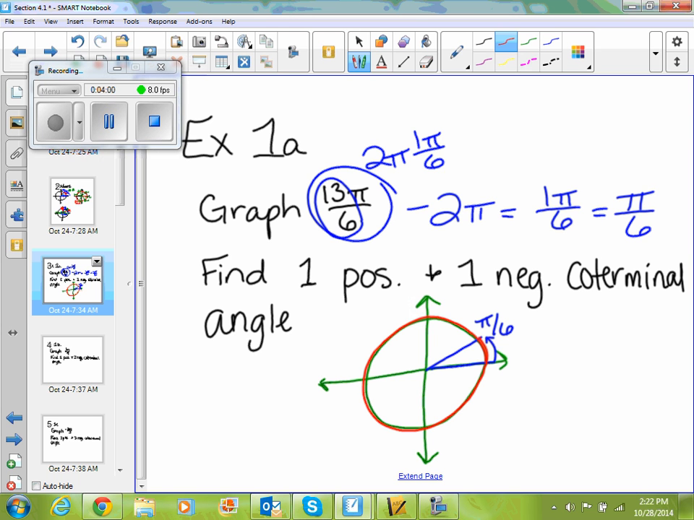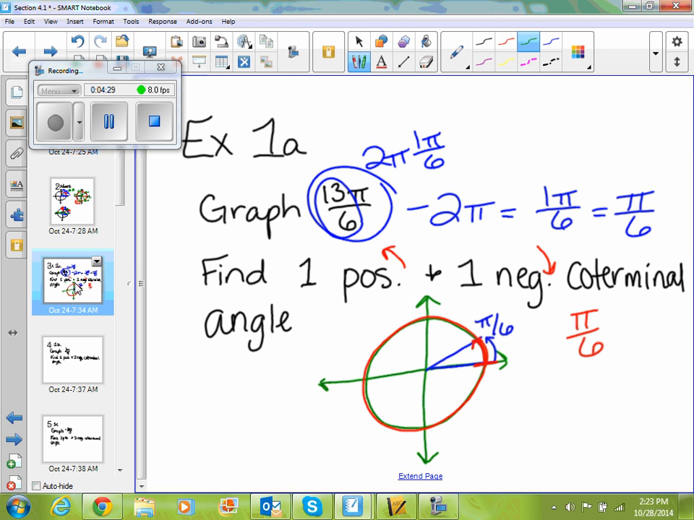Okay, and then it says to find one positive and one negative coterminal angle. Your positive is when you're going counterclockwise, and your negative is when you're going clockwise. So if I start on my x-axis and go counterclockwise till I get to that angle, I end up at pi over 6. So I know my positive coterminal angle is pi over 6.